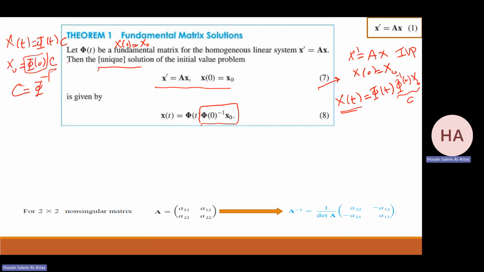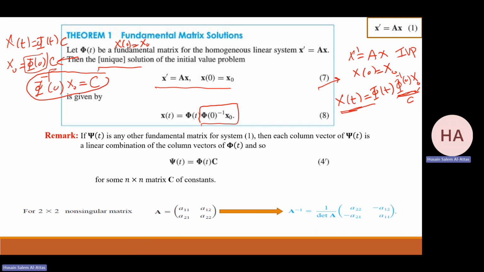So c is what? I multiply by phi inverse in this equation on both sides. So I have phi inverse at 0 on one side times x0. That will be phi inverse at 0 times phi of 0, and this is I, which is the c. So this is my constant. I plug it here. That's it. I'm getting the solution for the initial value problem.